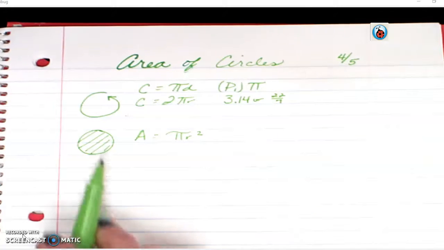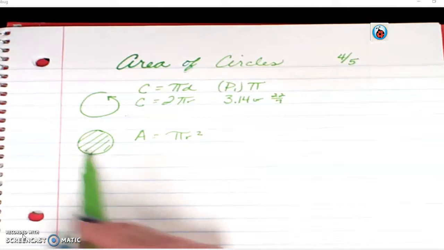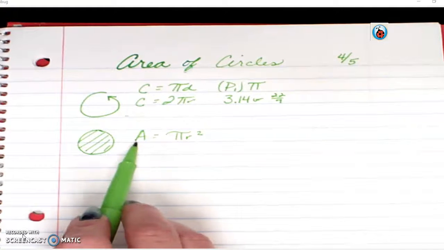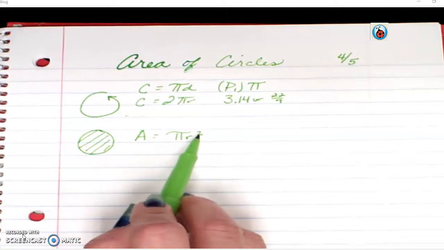So today we're going to talk about area of a circle. Remember, area is all the space inside. Your formula for finding area of a circle is A equals pi r squared.